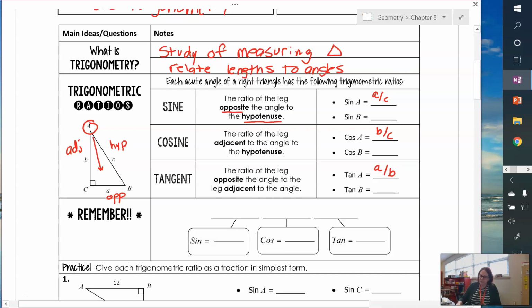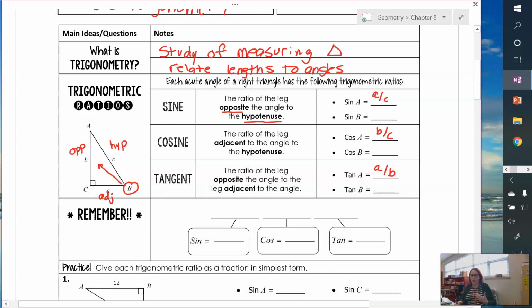Now I'm going to play the same game, but this time I'm going from angle B. So the length of C, that is still your hypotenuse. That doesn't change, but angle B, go opposite the triangle, and little b is now opposite. Little a touches angle B, so that's now adjacent.